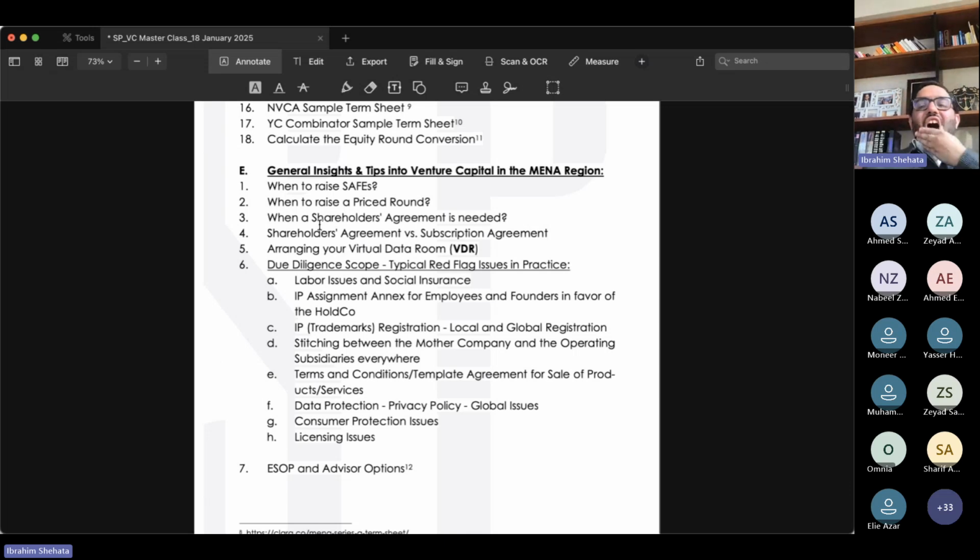Okay, so I'll move to the last part: when to raise SAFEs. Usually, the founders should raise SAFEs at the beginning, when they don't really know how much to value the company.